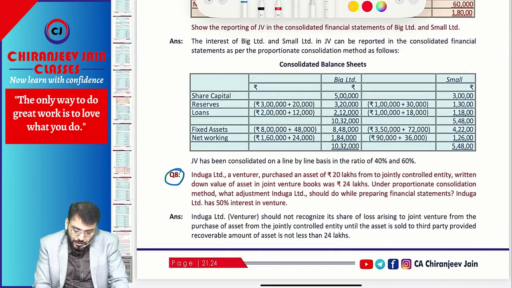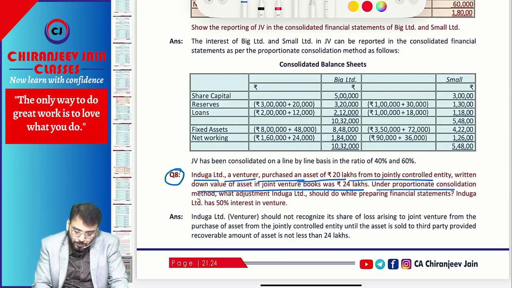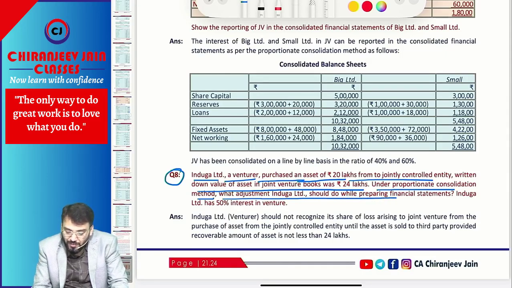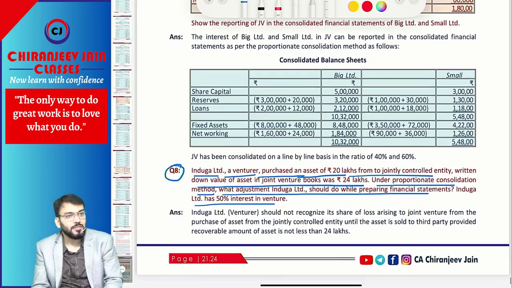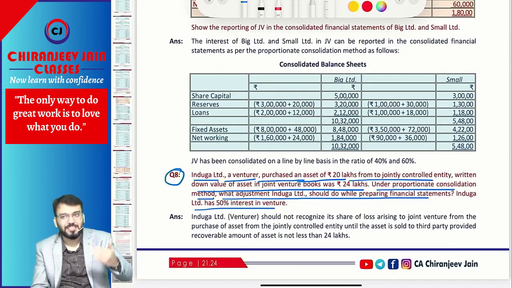Now you'll understand. Induga Limited, a venturer, purchases an asset of 20 lakh from a jointly controlled entity. The written down value in the books of the joint venture was 24 lakh. So they purchase an asset of 20 lakh whose book value is 24 lakh. Under PCM, the proportionate consolidation method, what adjustment should Induga Limited make while preparing financial statements? Induga Limited has 50% interest. I have given case 1, sale of asset, and case 2, purchase of asset. This is a question of purchase of asset.